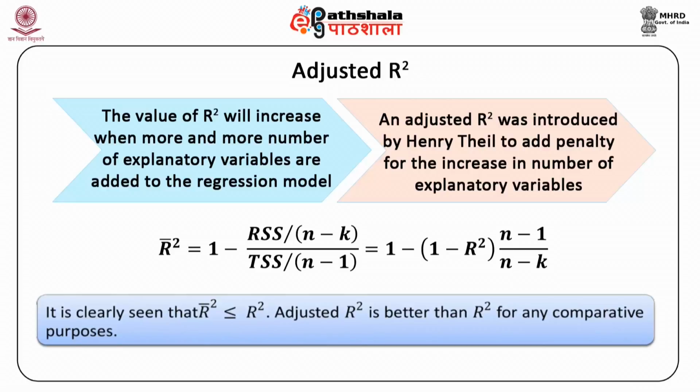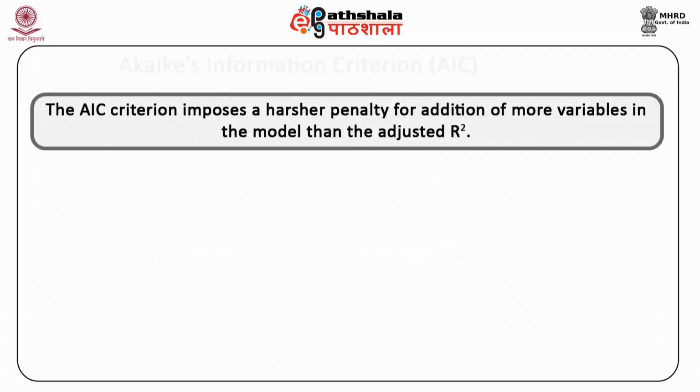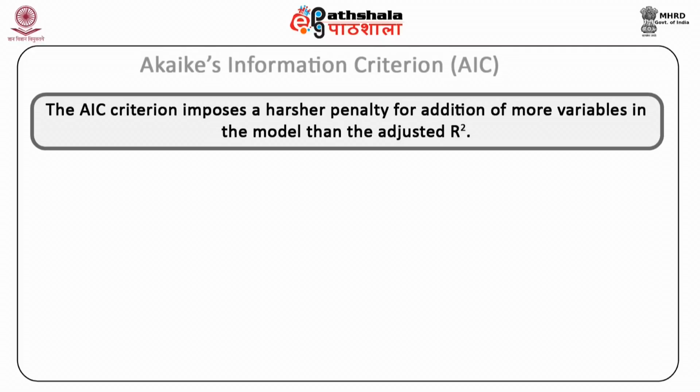Adjusted R square is better than R square for any comparative purposes. However, the number of explanatory variables must be the same for the comparison to be valid. The AIC criterion imposes a harsher penalty for the addition of more variables in the model than the adjusted R square. It is defined as follows.